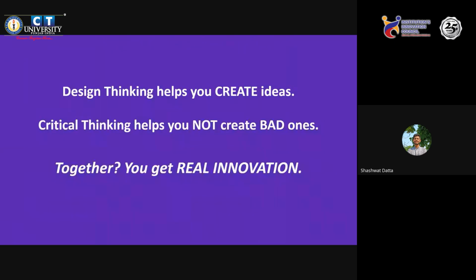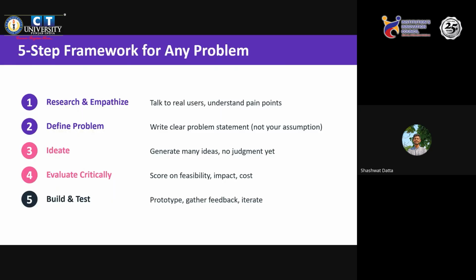Here's the one line I want you to remember. You might take a screenshot of this. Design thinking helps you create ideas. Critical thinking helps you not to create bad ones. Together is where the real innovation happens. That's it. That's the power duo. Here's a framework you can use for any problem you're facing.